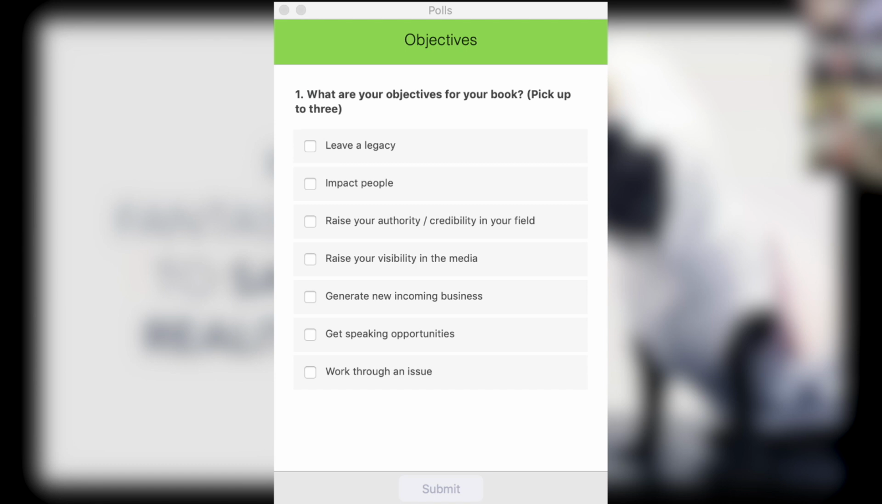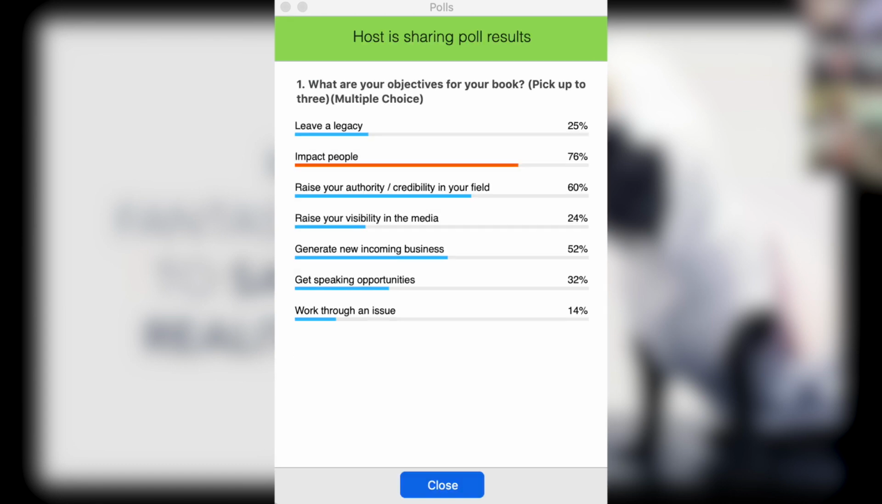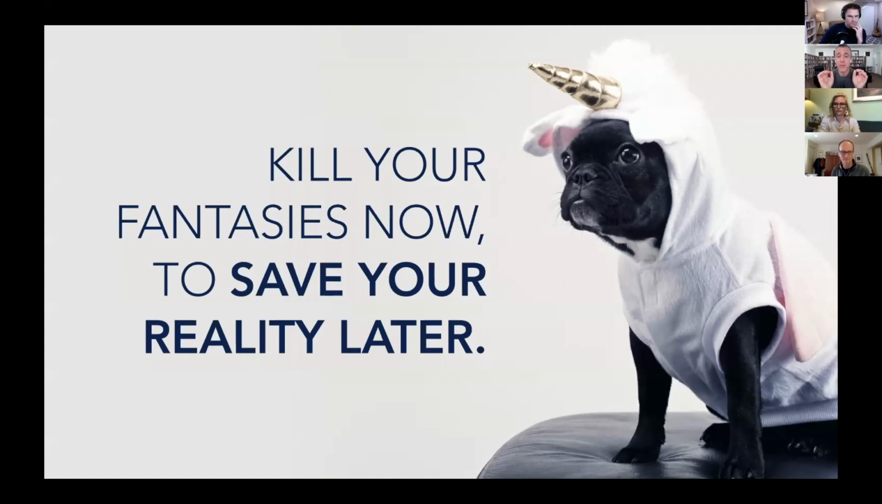Whatever you use. All right, I'll share results here. Top objective is to impact people. Huh. Raise authority, credibility, yeah, and then generate new incoming business. Okay, so if you have impact people as your top one, that's cool. Just be specific. For your sake, the more specific you are about how you want to impact people, the better. Because impact people is just generic, right?